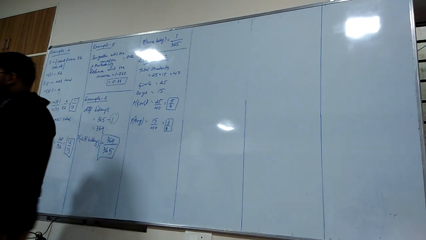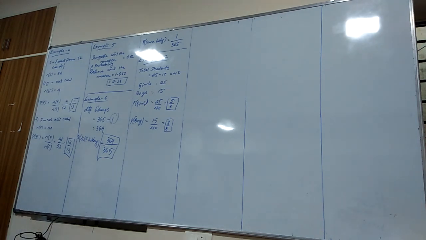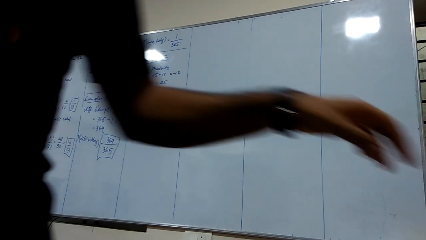Any doubts about these types of questions? These questions might look big, but the solutions are just 3 or 4 lines. If you have any doubts, ask. Copy down the next question.